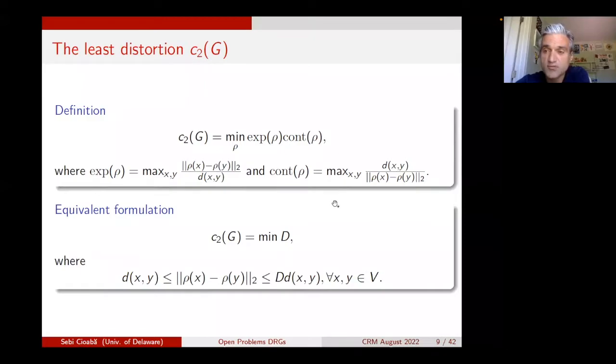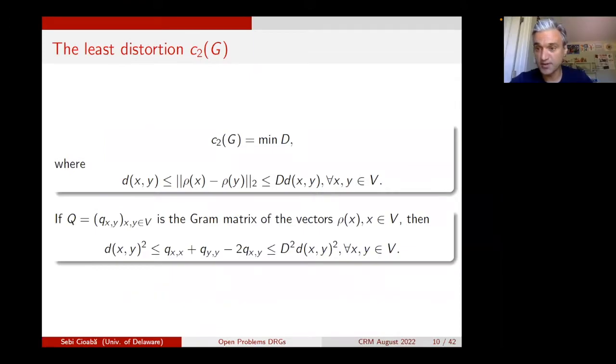Now, there's an equivalent formulation, which is written here below. It's the minimum of this parameter capital D, such that the distance in the Euclidean space between rho x and rho y is bounded from below and from above by something that involves the distance in the graph between x and y, and you have this D parameter that measures how far apart these two quantities are. Now you can reformulate this furthermore. If you have your embedding rho, and you put these vectors in a matrix, and you take the Gram matrix of it, Q, then the inequalities in the first box are equivalent to the inequalities in the second box.